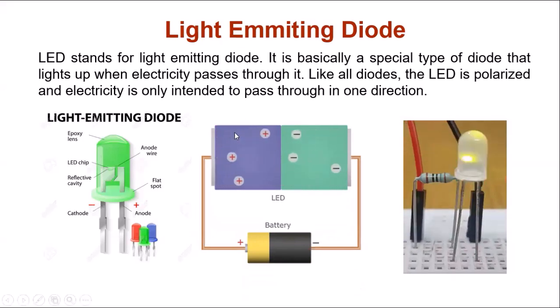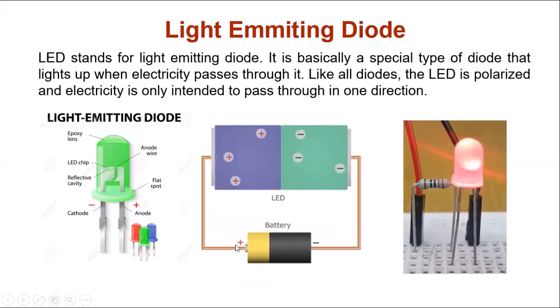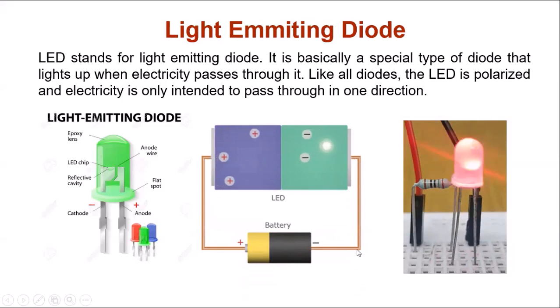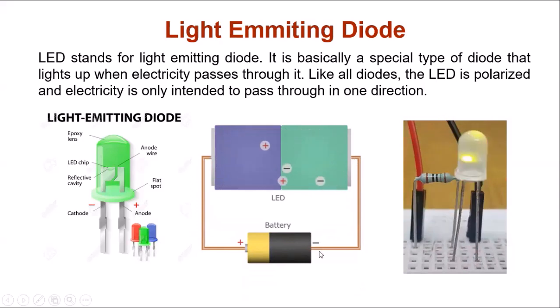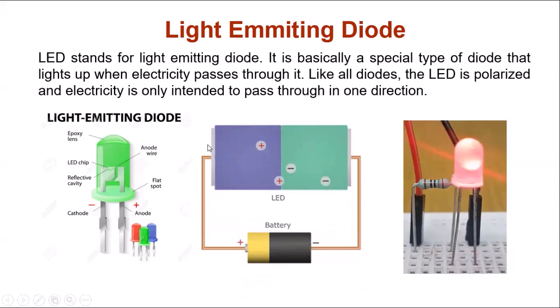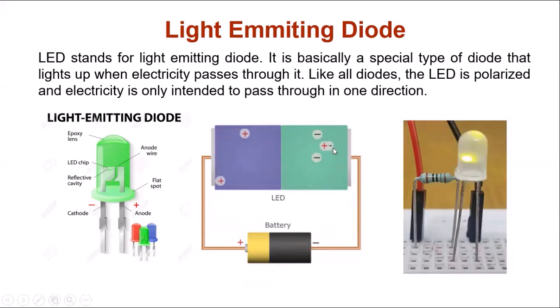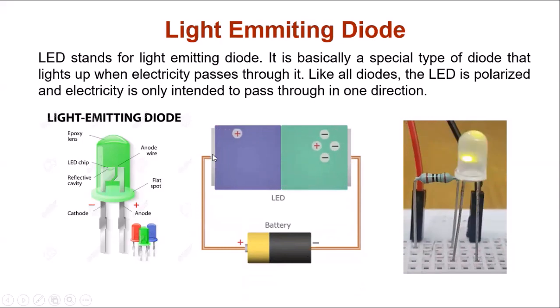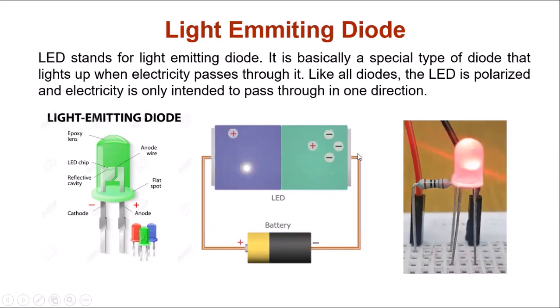This is positive, which means P type, and negative means N type. The P type terminal is connected to the positive terminal of the battery, and the N type terminal is connected to the negative terminal of the battery. So the positive holes repel from here, and the negative electrons will repel from here, so the electrons will try to move towards the positive terminal, and the holes will try to move towards the negative terminal.